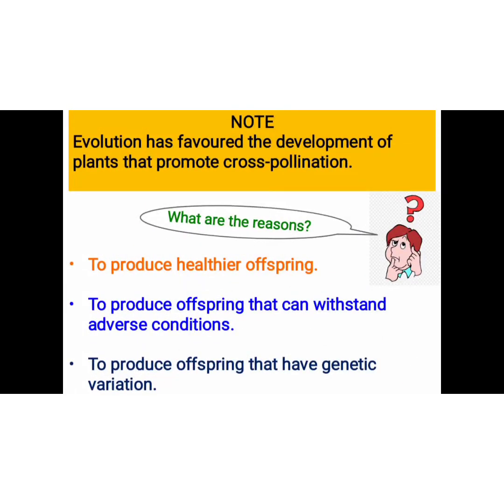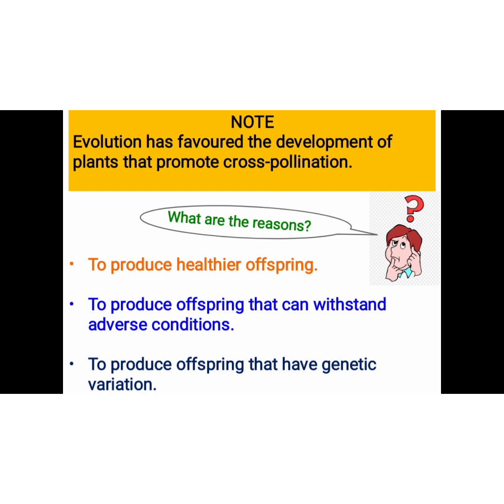Note: evolution has favored the development of plants that promote cross-pollination. And what are the reasons? Reason number 1 is to produce healthier offspring. Which means cross-pollination ensures that healthier offspring are being produced. This is an advantage over self-pollination.